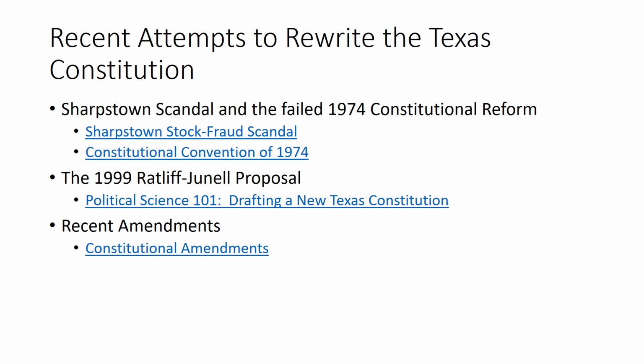So here we are at the end of the Texas Constitution. This is, of course, the end of the second unit for Texas Government 2306.